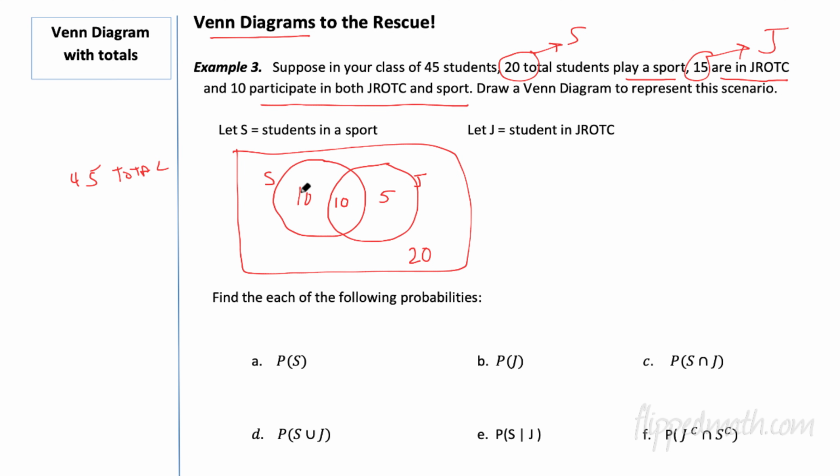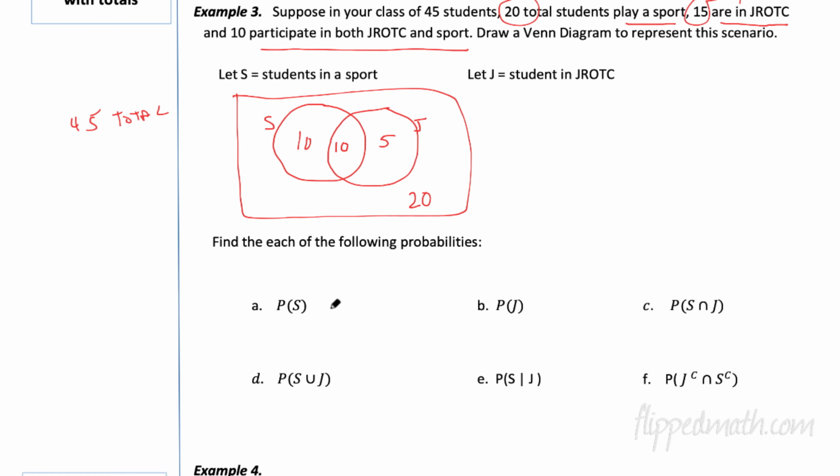It's not too difficult. You draw two circles, and one represents one event, one represents the other event, and then the part that's overlapping here in the middle is always both happening at the same time. So let's find each of the probabilities. The probability that you're in a sport. So we need all of the S. So all of the S is how much? 20. It's not 10, it's 20. Remember they told us that way up here.